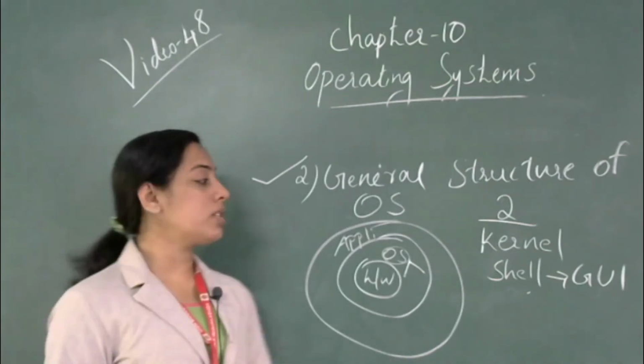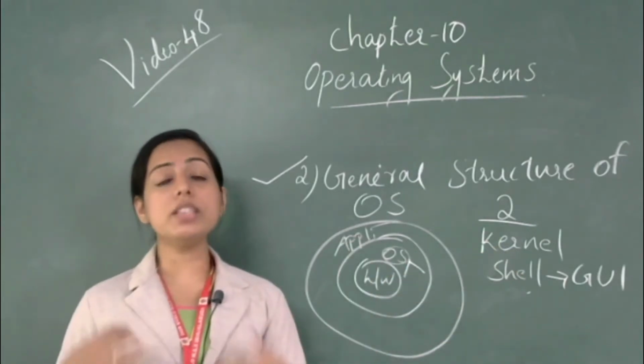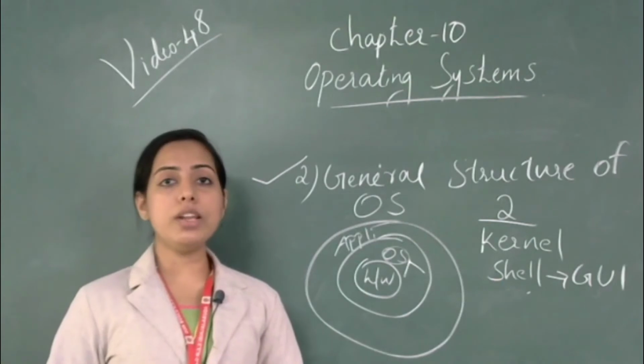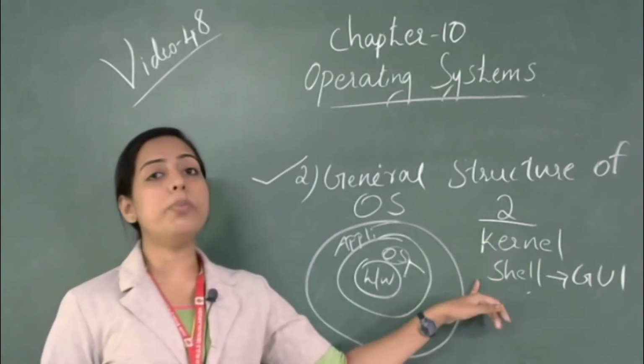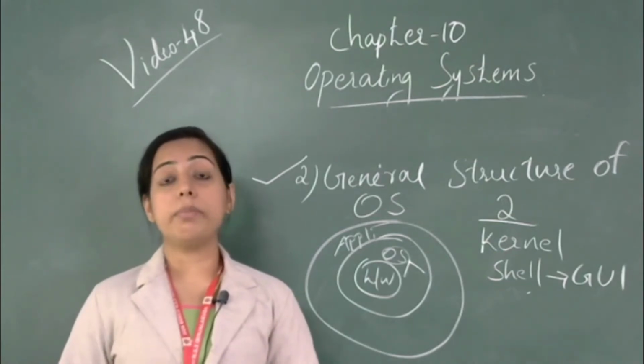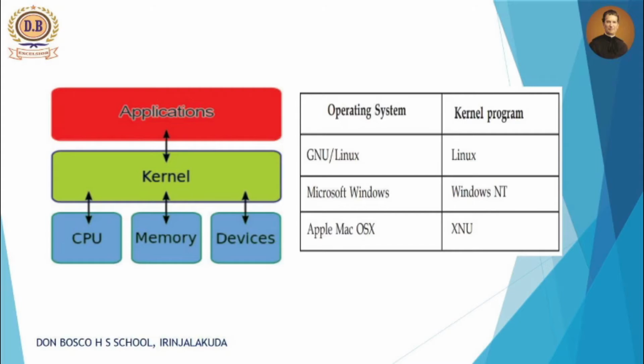So in the back end, the operating system works according to the kernel program, and in the front end, meaning what we are seeing, that is the shell, GUI, graphical user interface. According to these two particular things, the operating system will work. Let's see the pictorial representation of this general structure. Here you can see the general structure of the operating system. Kernel means a set of programs which interacts with the hardware directly or through drivers.